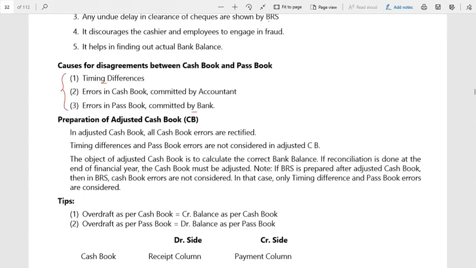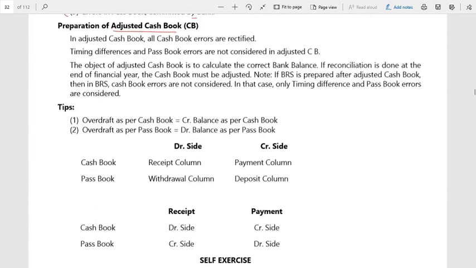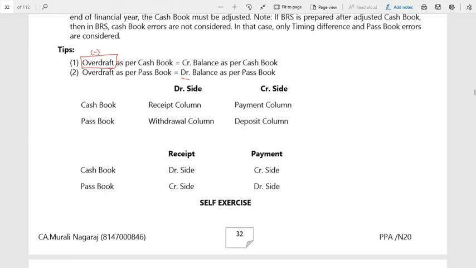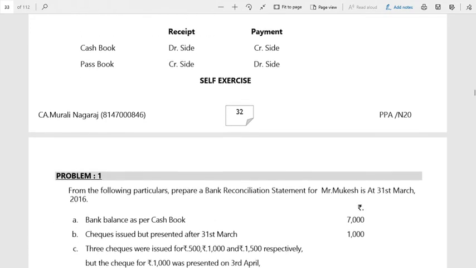Now, preparation of the adjusted cash book, that I need to explain. Then overdraft as per bank passbook, that negative balance, we call it overdraft. This is the minus balance. So overdraft as per cash book means it is a credit balance as per passbook. Overdraft as per passbook means it's a debit balance. Now in the cash book, the receipt column and the payment column, the debit side, that is what we are going to reconcile. That's what we are bringing to notice here.